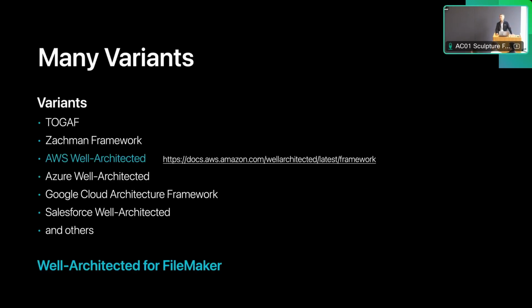Over the years and decades, as computer science has been taking shape and evolving, there have been many variants of these architecture frameworks that have been created. One of them is AWS Well-Architected. We have a practice that does AWS consulting, and so we've become familiar with this framework. And the framework that I'm proposing, Well-Architected for FileMaker, is heavily styled after the AWS framework.